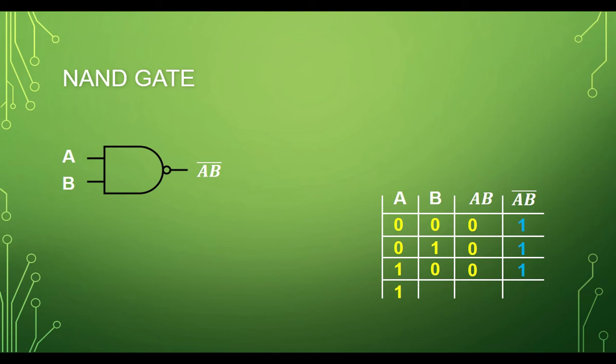And lastly, if the input for A is 1 and B also is 1, then we get a result of 1. Then we negate this result, this becomes 0.